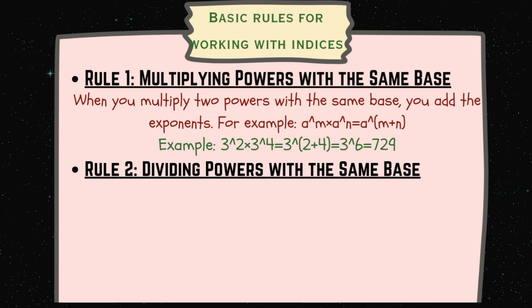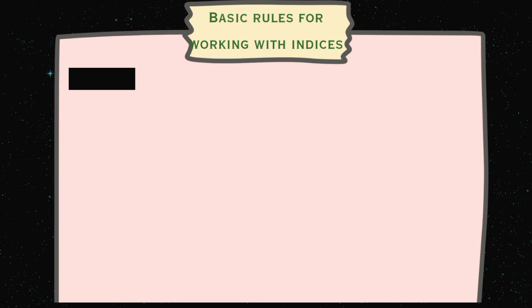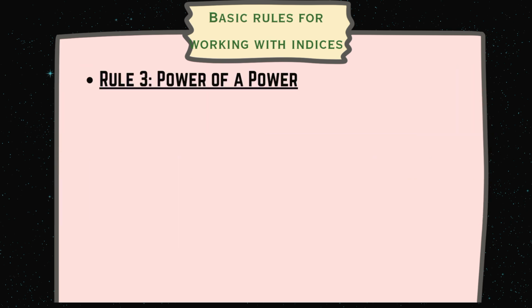Rule number 2 is dividing powers with the same base. When we divide powers with the same base, we subtract the exponents. For example, we have 5 raised to the power of 7 divided by 5 cubed. Since the base is the same, we will subtract the powers. This would result in 5 raised to the power of 4. This equals 625.